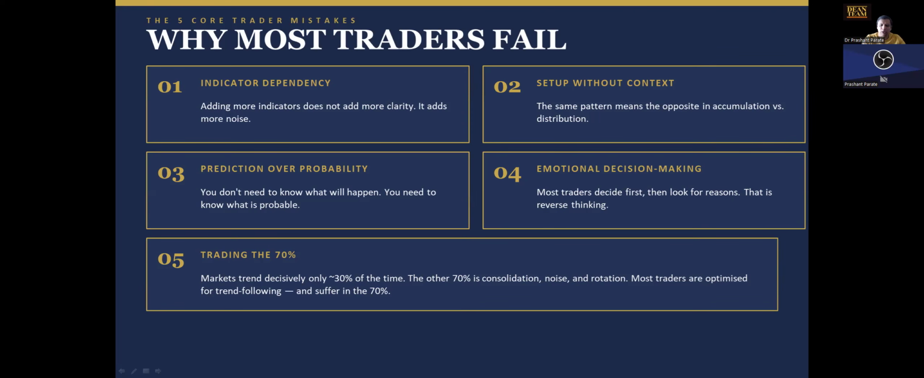If we use a setup without the context, then the same pattern means the opposite thing in accumulation and in distribution. There can be a flag and pole pattern in accumulation, which can lead to a breakout and a new trending phase. But if it is a distribution, the flag and pole will form, it will create a breakout, and the breakout will fail. It will trap the traders. So the setup is okay, but we must understand the context behind that setup.